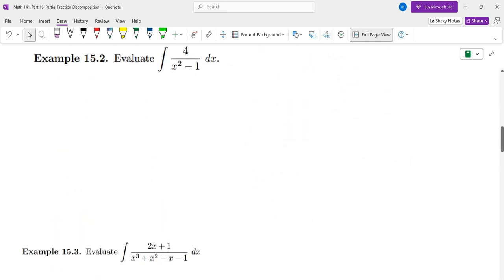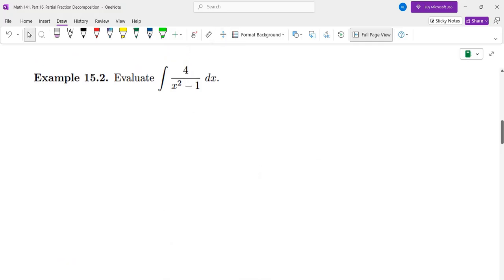So let's look at the next example. The next example is the integral of 4 over x^2 - 1. The main idea here is after performing long division, we are going to break down the integrand into simpler pieces. First of all, the numerator has degree 0 because this is a constant, and the denominator has degree 2. So no long division is needed.